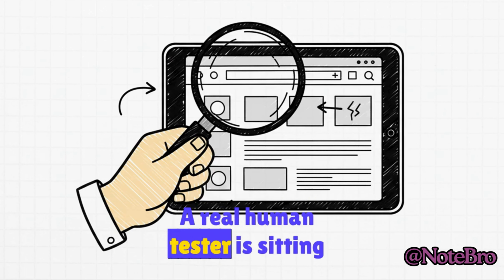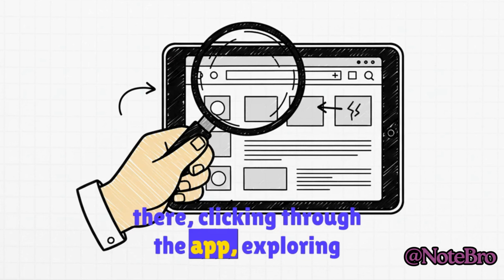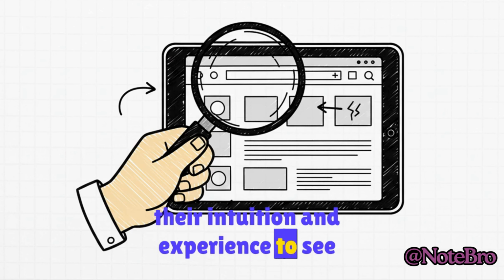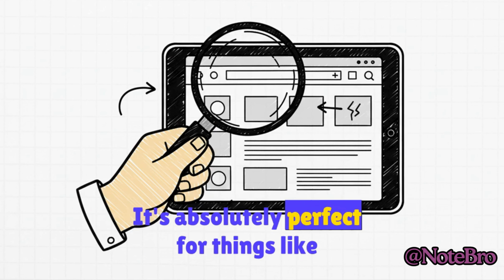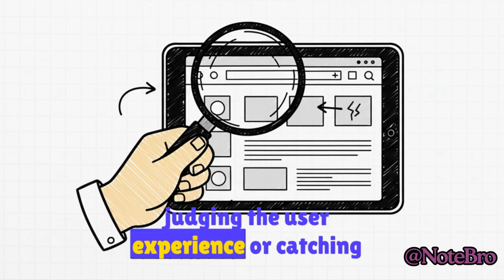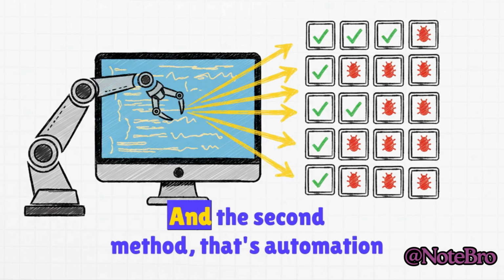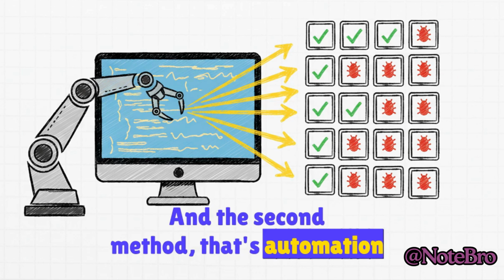A real human tester is sitting there, clicking through the app, exploring every little corner, and just using their intuition and experience to see what breaks. It's absolutely perfect for things like judging the user experience or catching weird visual glitches that a computer might miss. And the second method? That's automation testing.